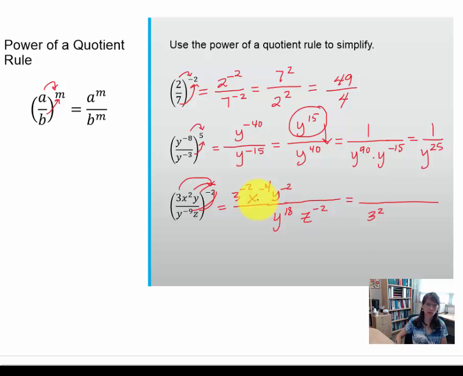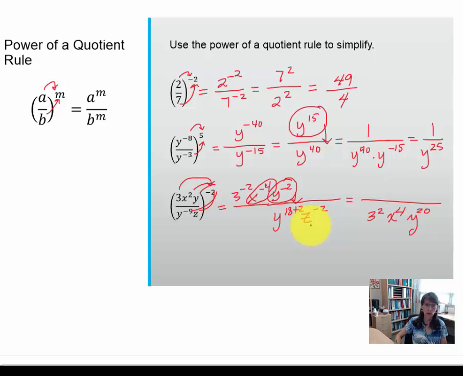X is the only base of x that I have, but it has a negative exponent as well, so that needs to shift into the denominator with a positive 4. But base of y is written in 2 places. Remember that only the base that has the smaller exponent needs to move. Comparing minus 2 with 18, minus 2 is the smaller one, so that's going to shift down as a positive 2. So I'm going to have y to the 20th power.